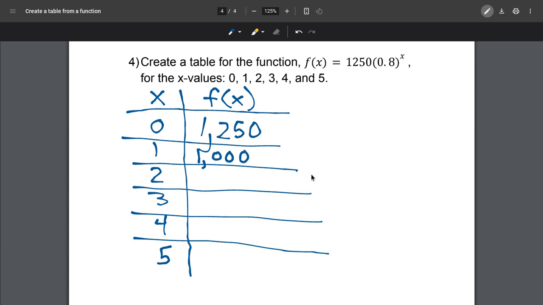Okay, if we multiply by 0.8, we're going to be at 800. Multiply by 0.8, we'll get 640. Times 0.8, we'll get 512. And times 0.8, we'll get 409.6. And there we go. We've got our table.